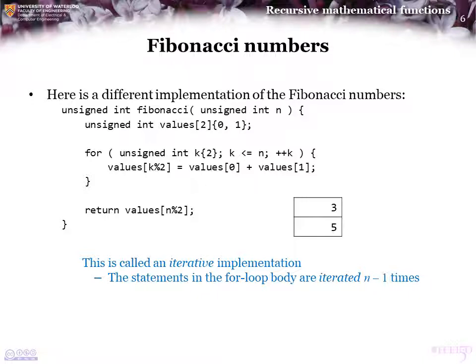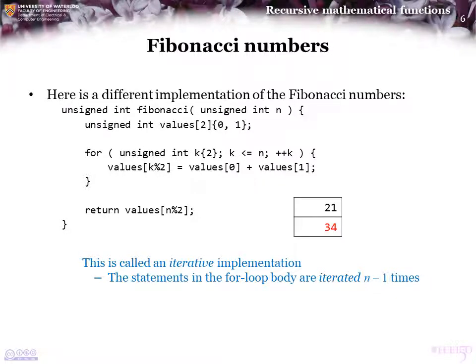3 plus 5 is 8, which will be stored in index 0. 8 plus 5 will be stored in index 1, which is 13. 13 plus 8 is 21, which will be stored in index 0. 13 plus 21 is 34, which will be stored in index 1.